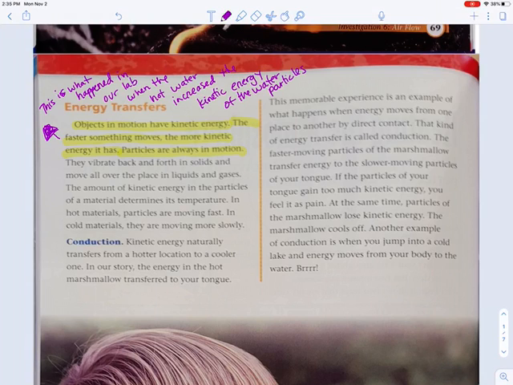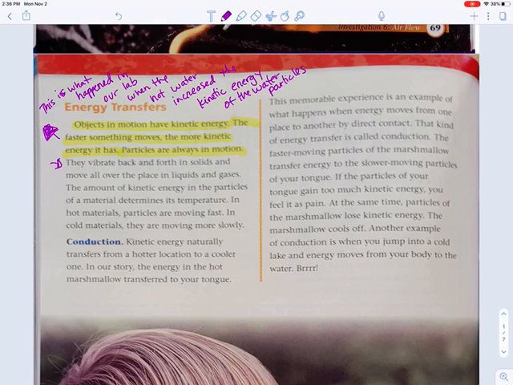So that is a connection that I'm making to a lab that we did and what I am reading in this, and to help me better make sense of it. I'm going to continue reading right here. They vibrate back and forth in solids and move all over the place in liquids and gases. The amount of kinetic energy in the particles of a material determines its temperatures. In hot materials, particles are moving fast. In cold materials, they are moving more slowly.